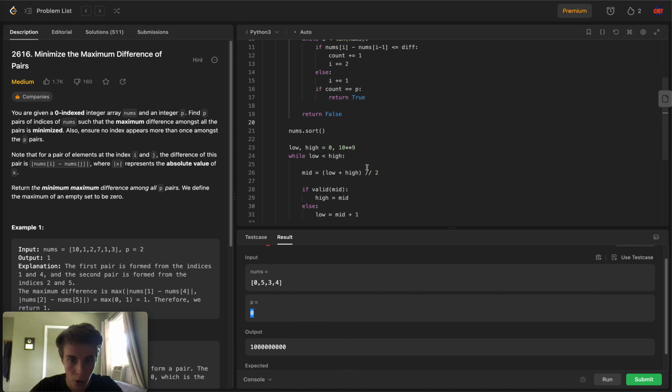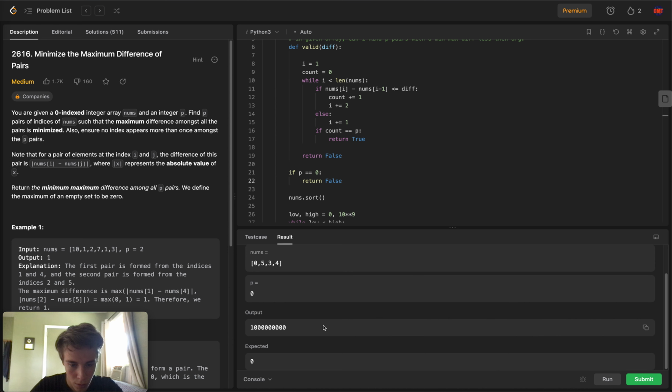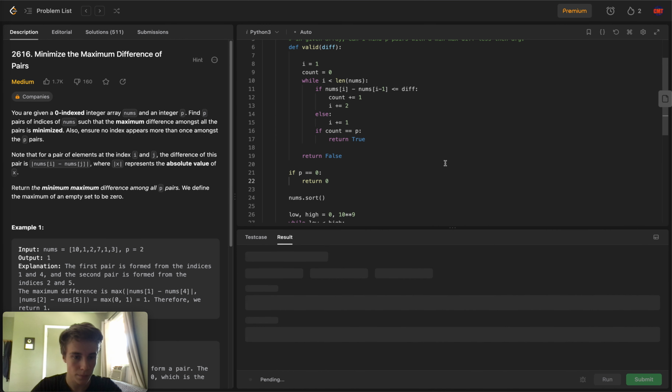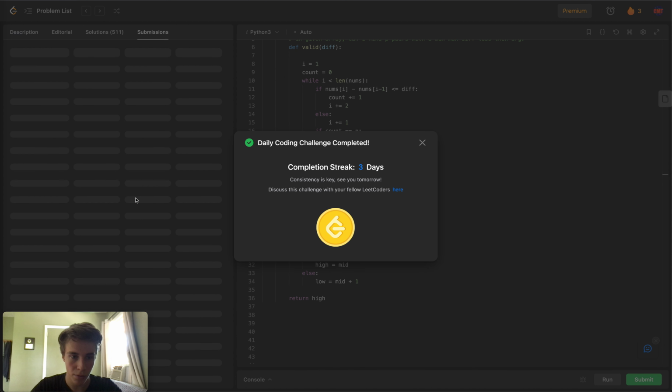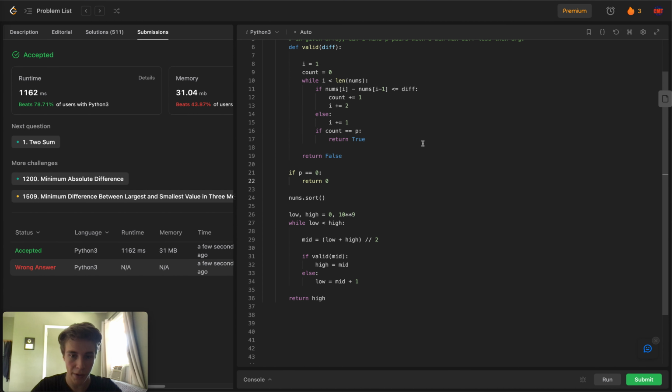P equals 0. Oh, there was a condition that said if P is equal to 0, return false or true. Oh, return 0. No, false or 0. It's just 0. We define an empty set of pairs as 0. All right.